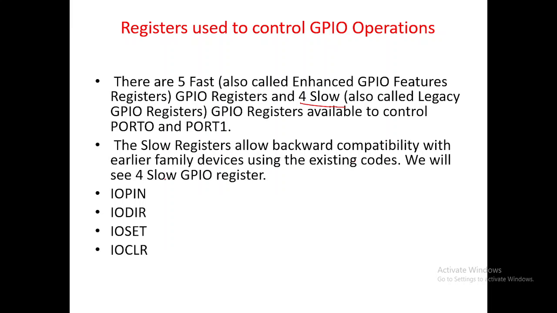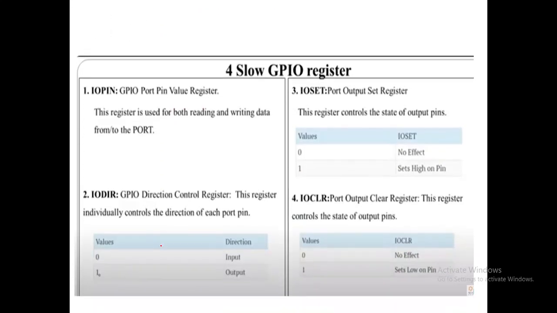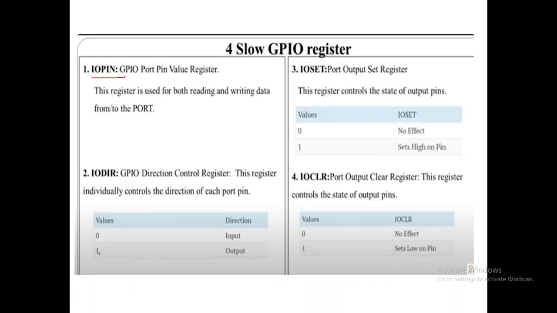So here we are going to see the 4 slow general purpose input output registers, that are input output pin, input output direction, input output set, and clear. First is the input output pin, the general purpose input output port pin value register. This register is used for both reading and writing data to and from the port. Second, the input output direction control register. This register individually controls the direction of each port pin.